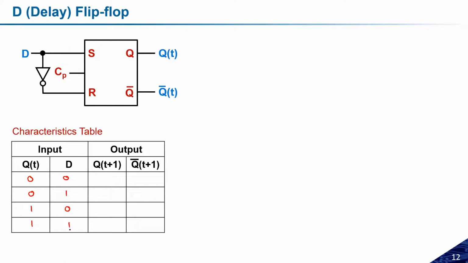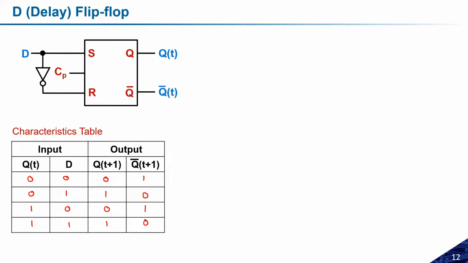If qt is equal to 0 and d is equal to 0, then qt plus 1, as I just told you, whatever the d I have will be reflected at the output. Okay, d is nothing but the same as the qt, so this will become 0 1 0 1, and the complement will become 1 0 1 0. So this is all about how the characteristic table for the D flip-flop will look like.